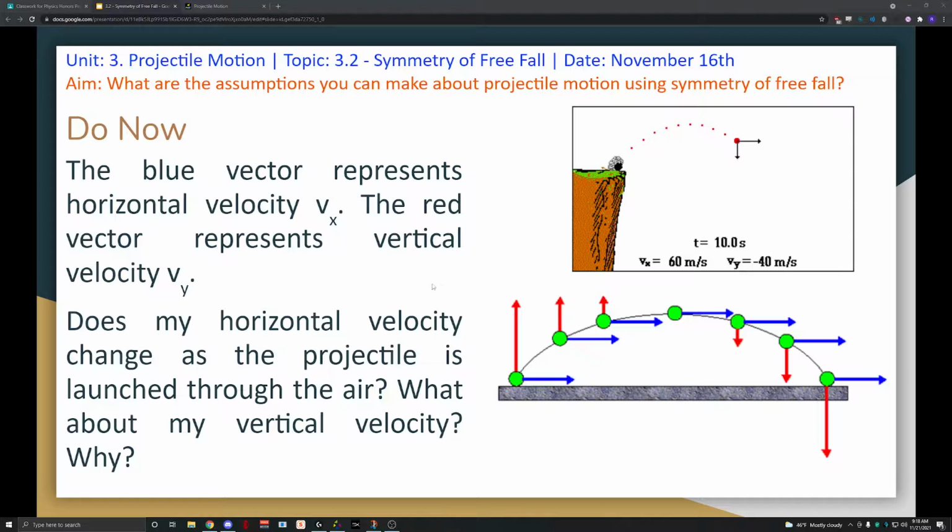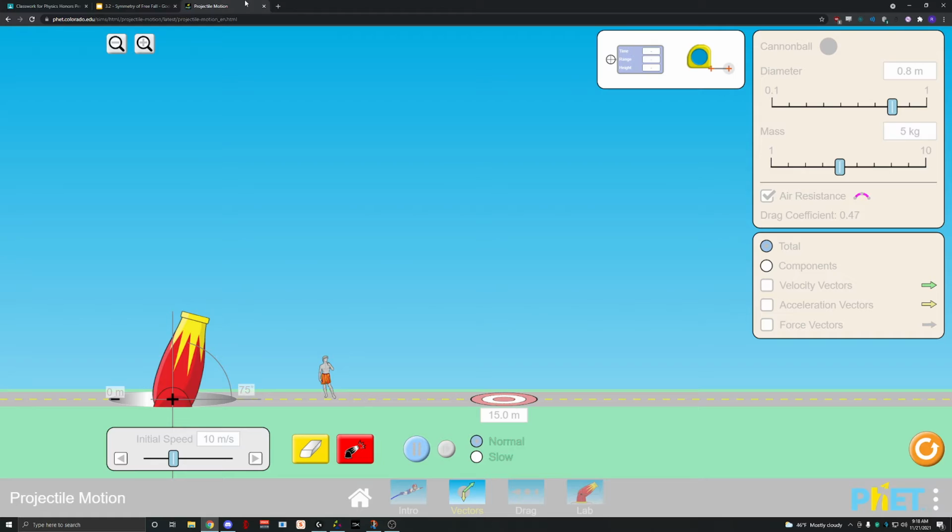So the do-not-question says, does my horizontal velocity change as the projectile is launched through the air? And what about your vertical velocity? You can see from the GIF that your horizontal velocity doesn't change, because there is no acceleration due to gravity in the x direction. In the vertical direction, you do see your velocity change. As you go up, you slow down, and as you come back down, you speed up, as represented by the vectors.